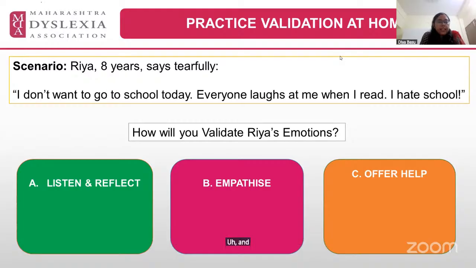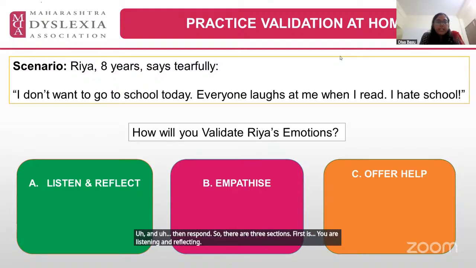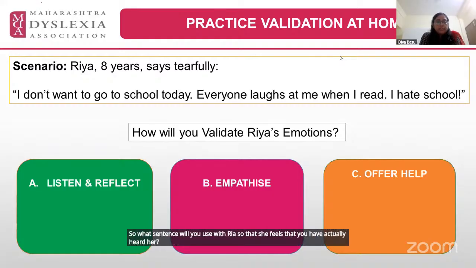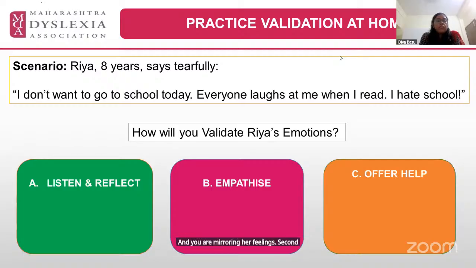And then respond. So there are 3 sections. First is you are listening and reflecting. So what sentence will you use with Ria so that she feels that you have actually heard her and you are mirroring her feelings? Second is, how will you use a sentence to empathize with her? And third is, how are you going to offer help? What kind of sentences can we use with Ria? What are we going to say to her?